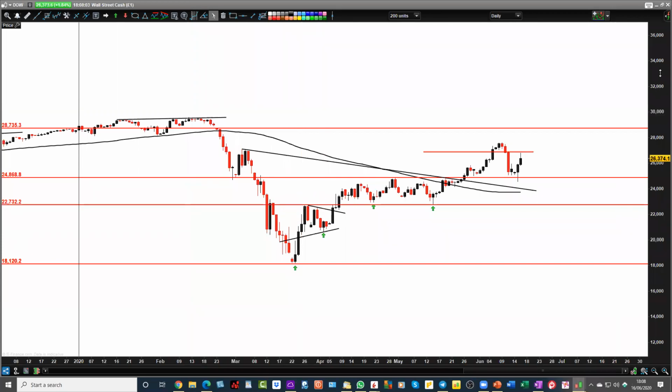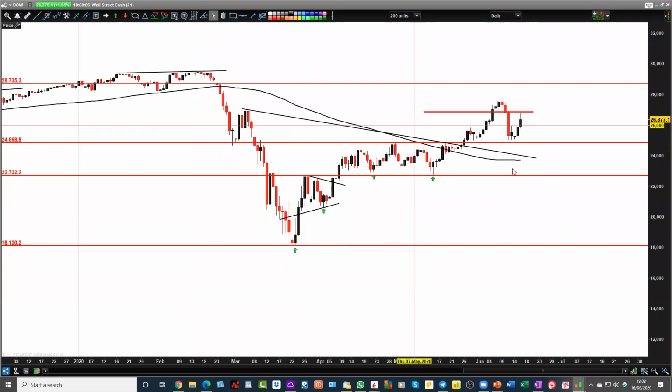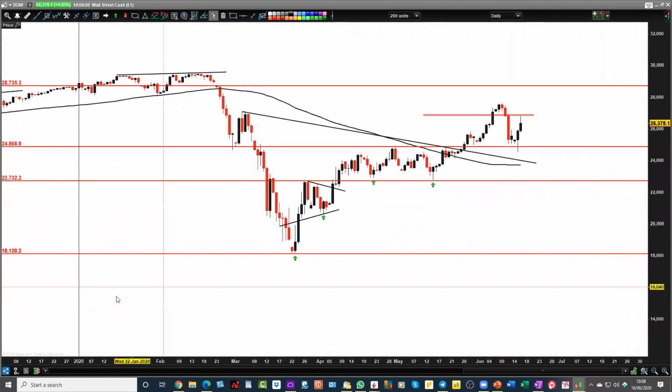So, although this is a daily chart, why am I showing you a daily chart when you're a day trader, I hear you ask? Well, the reason why I study the daily chart in detail is because I really need to know exactly what the markets are doing.